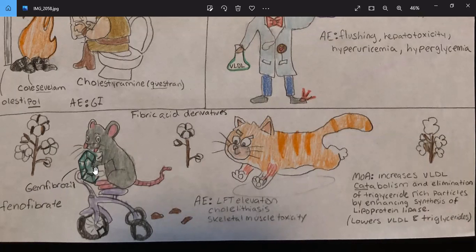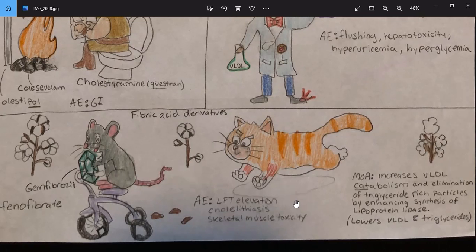Gemfibrozil, because again, he's holding a gem, and then this rat is trying to fend for himself. So fenofibrate, in addition to the other fibers that we got going on here. So adverse effects, LFT elevation. I always think the word LFT looks like lift, and so I usually demonstrate that by someone in the picture lifting something. So the rat is lifting this gem.